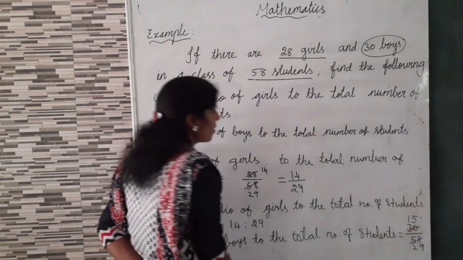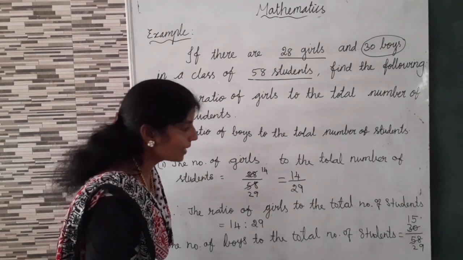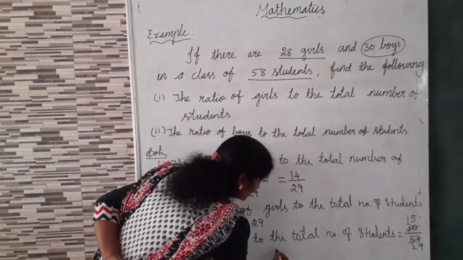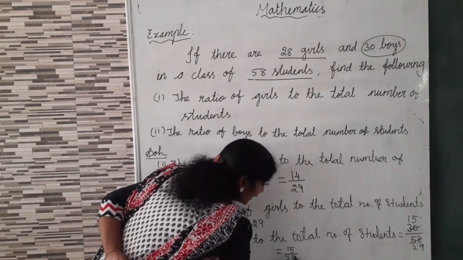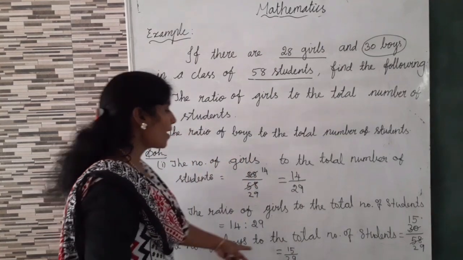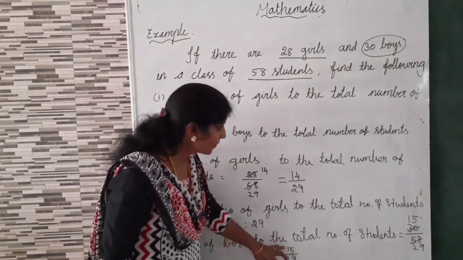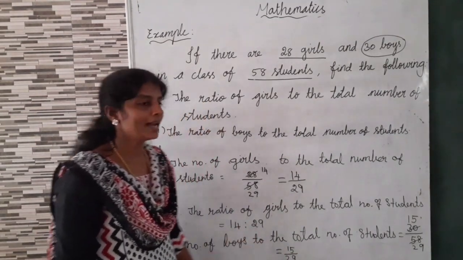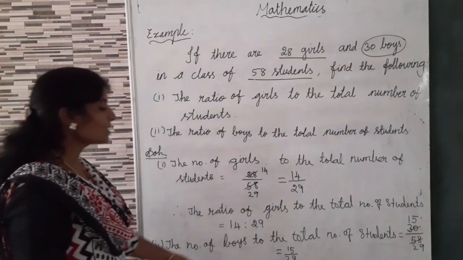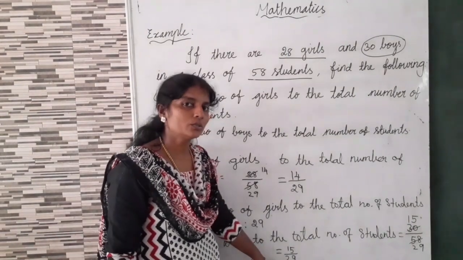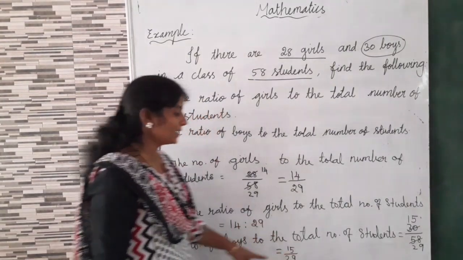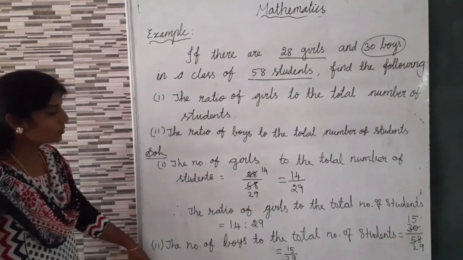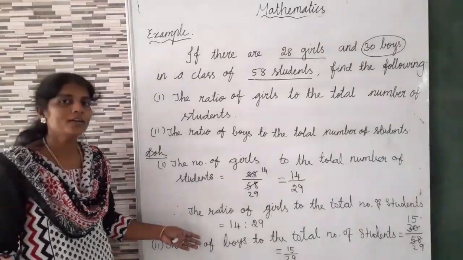What's the number of boys to the total number of students? 15 divided by 29. Isn't it? The number of boys to the total number of students is 15 by 29. Now we can write the ratio of boys to the total number of students. What's the ratio? 15 is to 29.